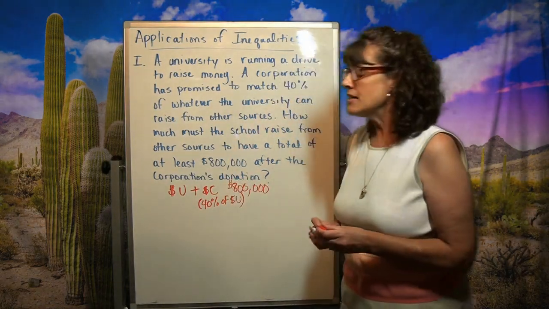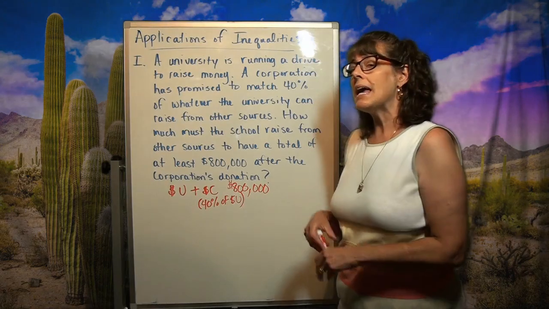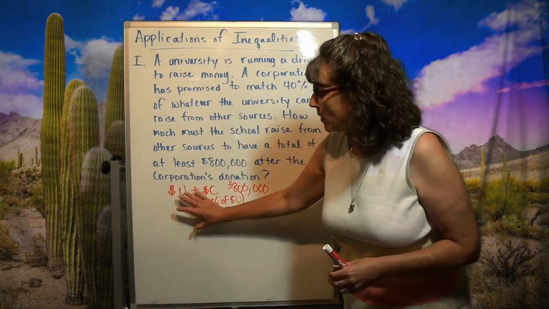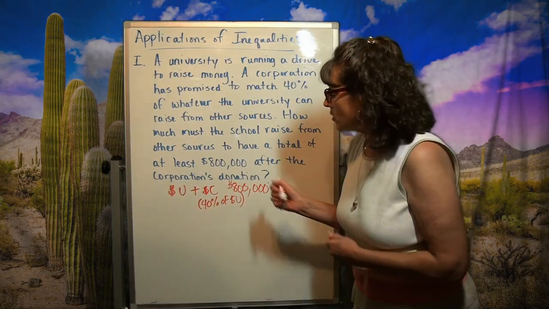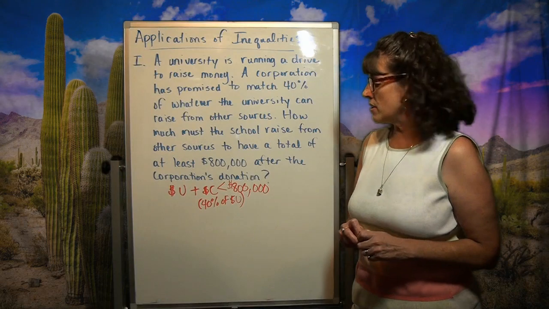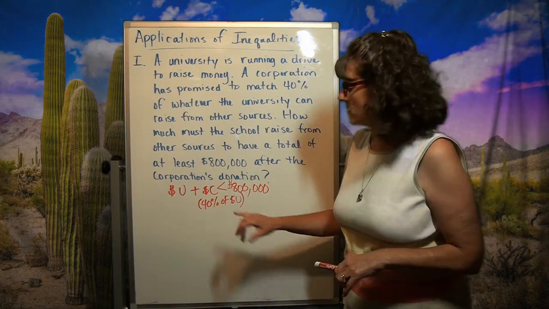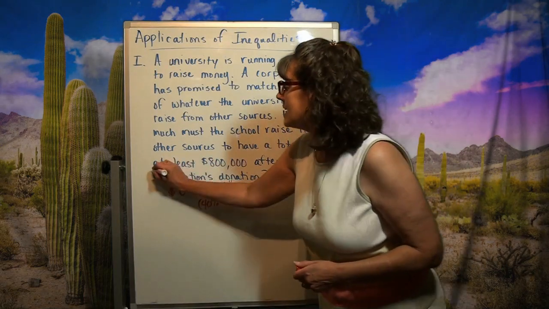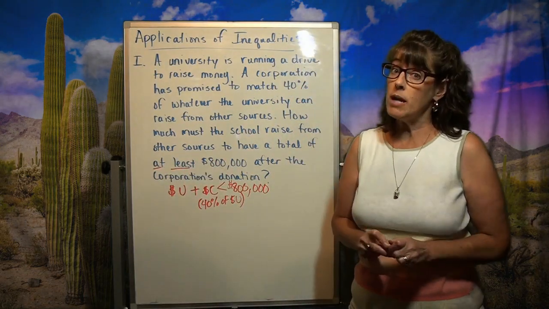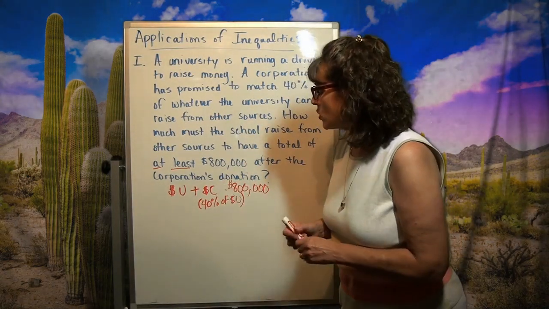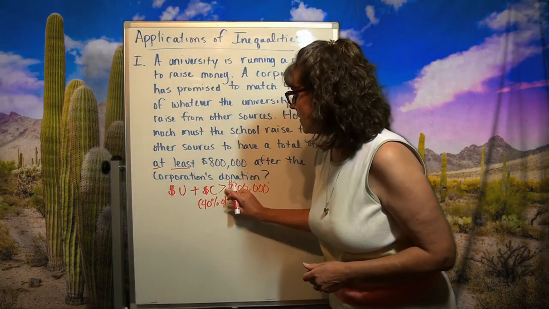Now, the idea is this. In order for this to be at least $800,000, does that mean that when these two are added together, it's okay for it to be like this, with that inequality symbol? No, because this indicates this is going to be smaller than $800,000. At least means it's okay to be bigger. Bigger is better, all the money we can get is better. So that means the inequality symbol is going to flip around like this.